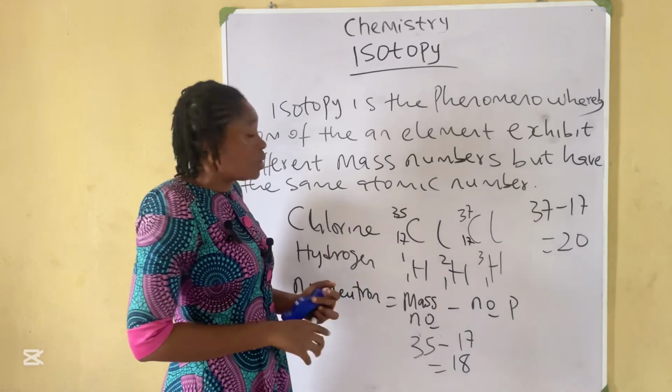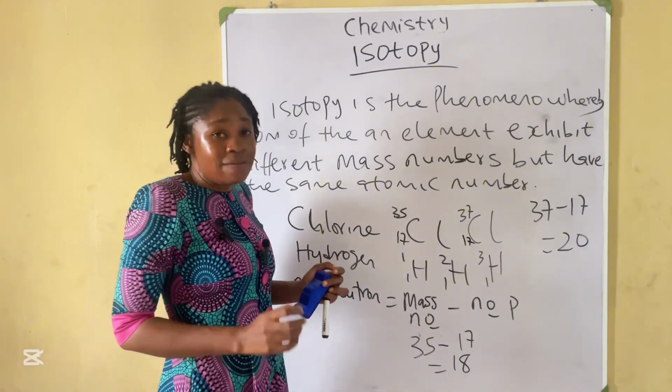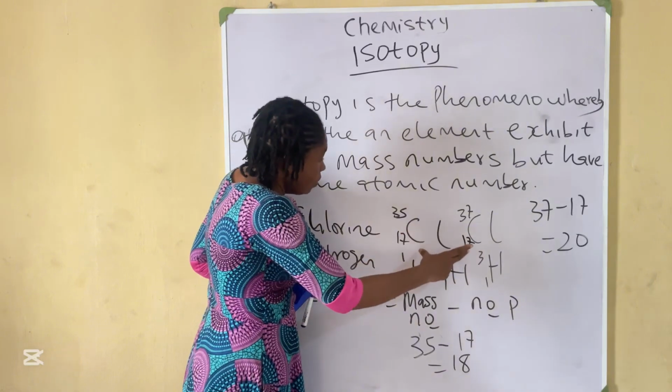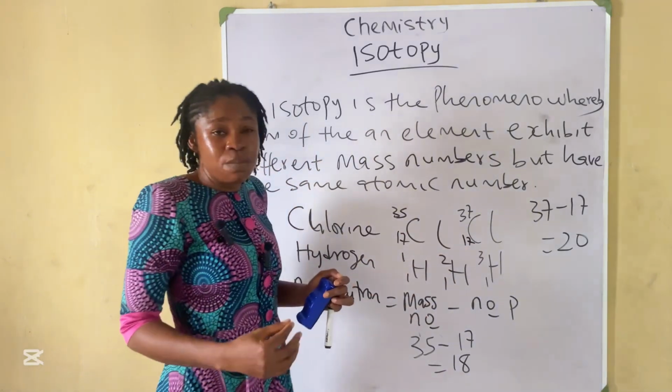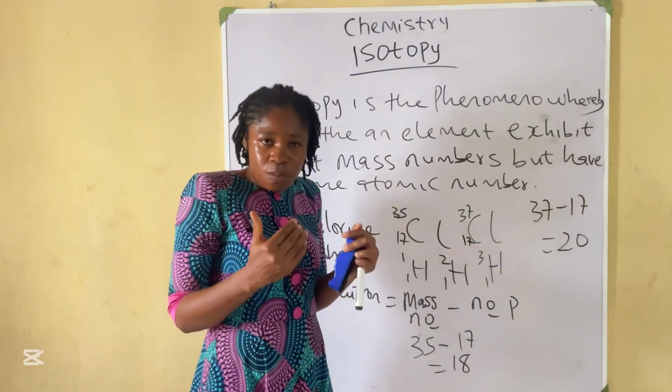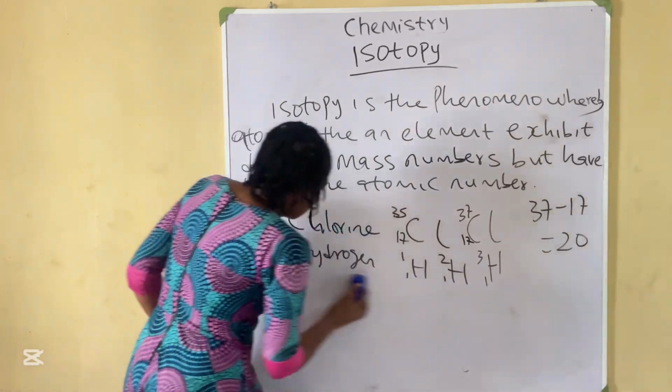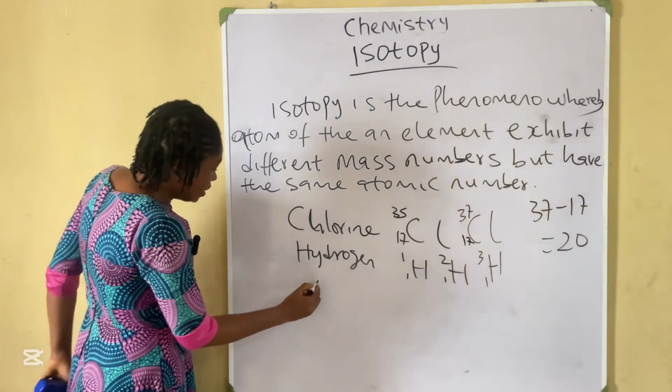So that shows atoms of the same element, isotopes, exhibit different physical properties, but the chemical properties are the same. In a multiple choice question, you can be given something like this.